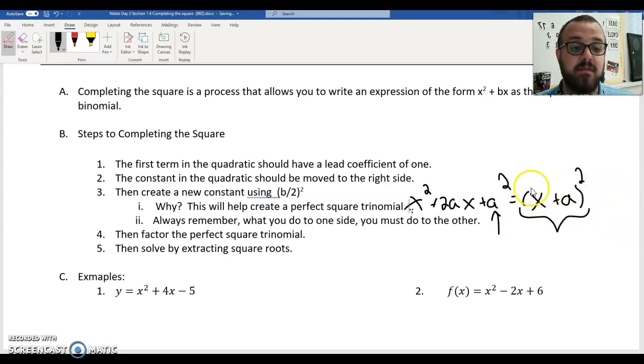After we factor it, the very last thing we're going to do is extract square roots, meaning we're going to take the square root of both sides of our equation. All right, Mr. Guy, you walked me through the steps, and I'm still very confused about what's going on. Here's what this process is going to look like.